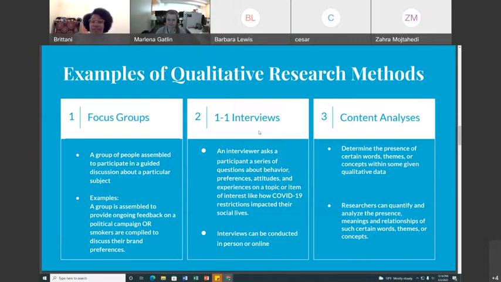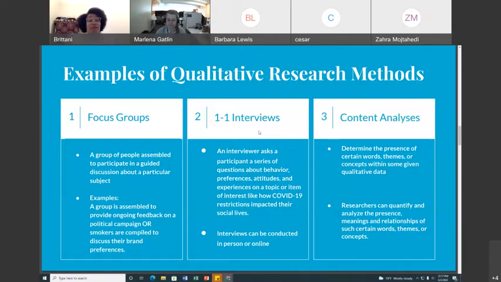We talked for an hour and a half about observations in the field, and they gleaned information based on a few questions. It could also be something like giving ongoing feedback on a political campaign, or asking smokers to discuss their brand preferences or something like that. So that's a good example of a focus group.